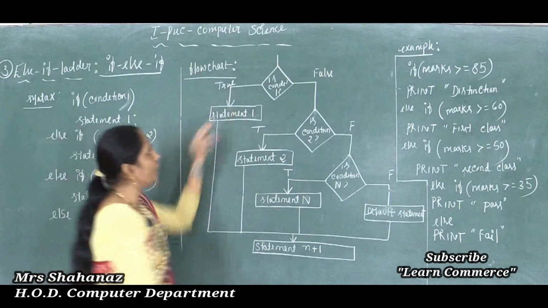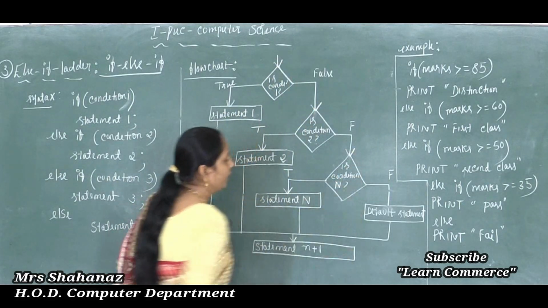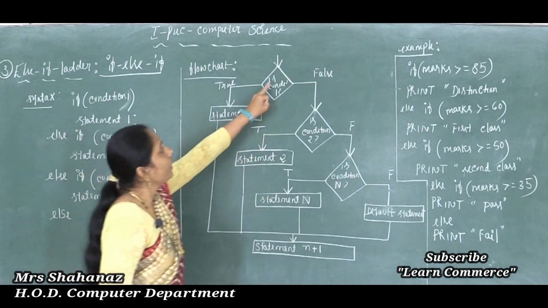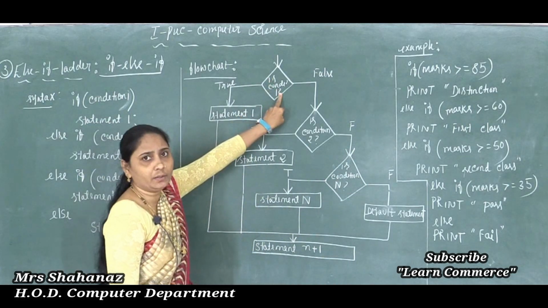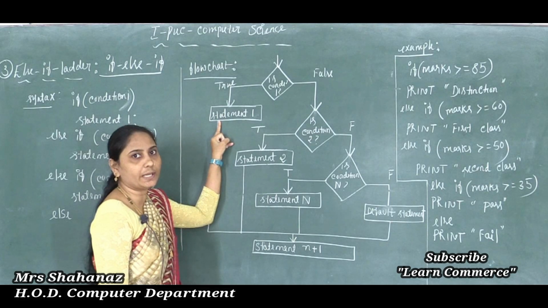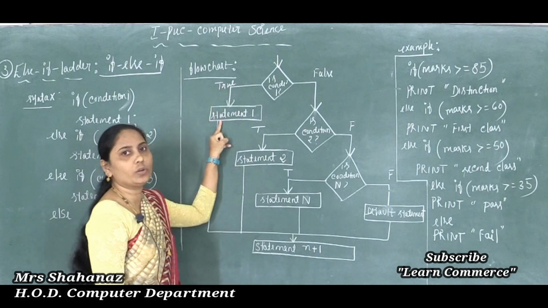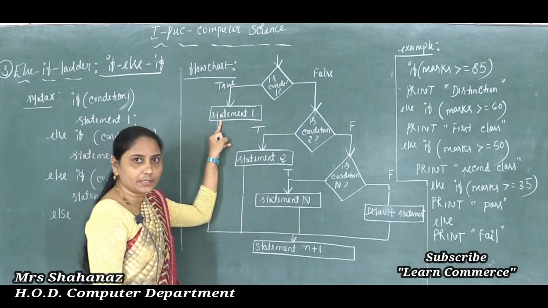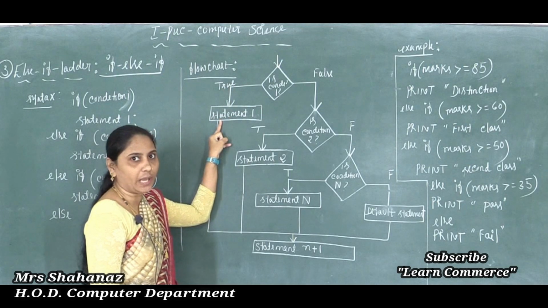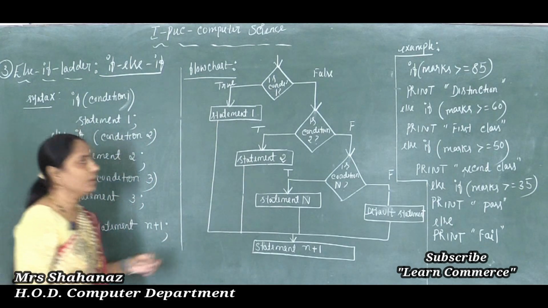So in this flow chart, we first of all have condition 1 and statement 1. But when is it going to execute statement 1? Only if condition 1 is true, then this statement 1 executes. Clear this point here? Now I am going to tell the working of the if else if statement.